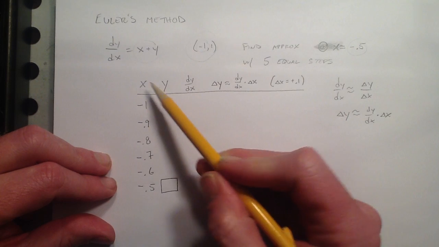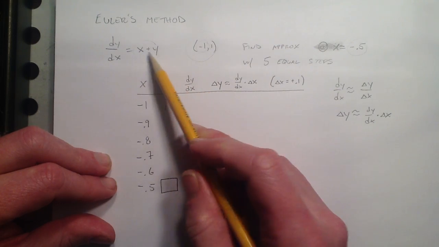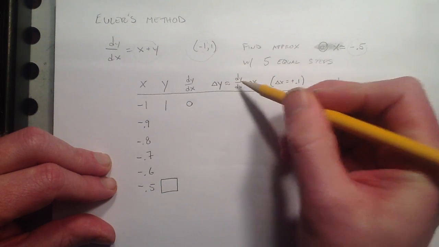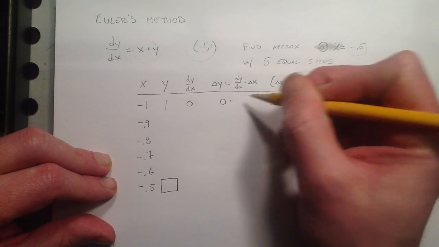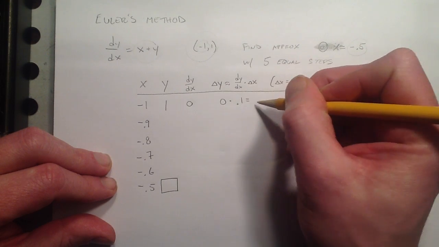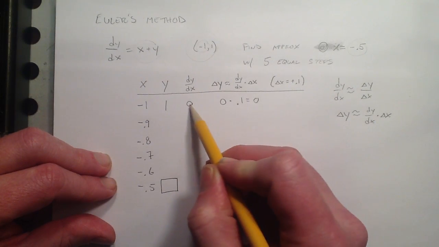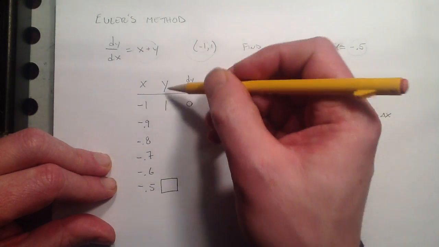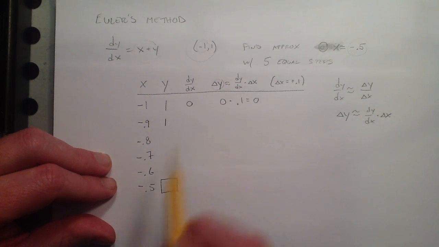So here, (-1, 1). When I find my slope, it's x plus y, which is 0. So here, delta y is 0 times 0.1, which is 0. So that means my new y value, since I was actually stepping along a little tangent line that has a slope of 0, the change in y is 0. So that means my new y value is still 1. We basically just took a little step along a horizontal tangent line.